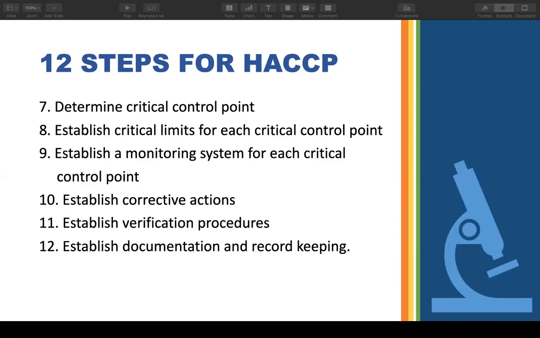fish will be packed with air, so that the fish won't be contaminated again, or else the fish will be degraded. Yeah. So stage 6 is on-site confirmation of the flow diagram.